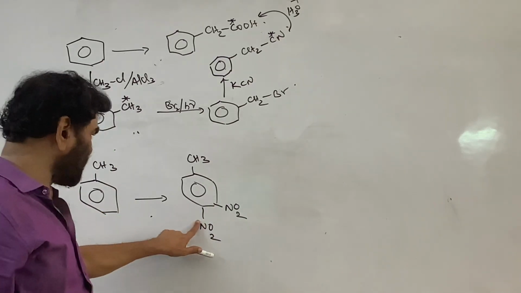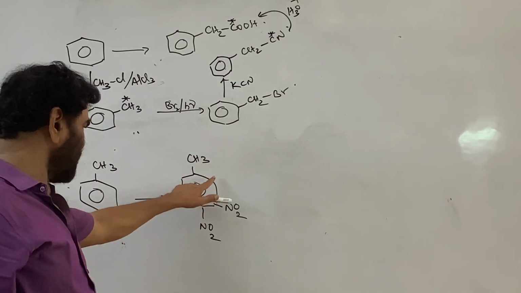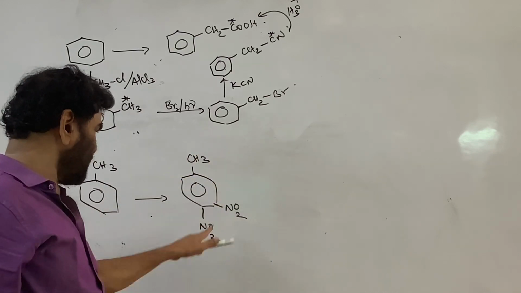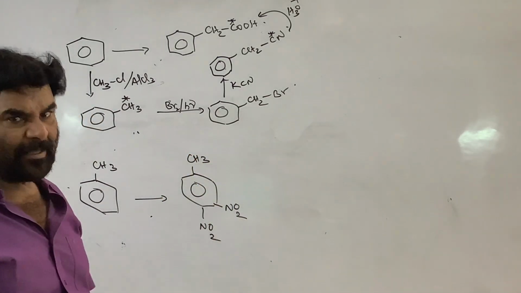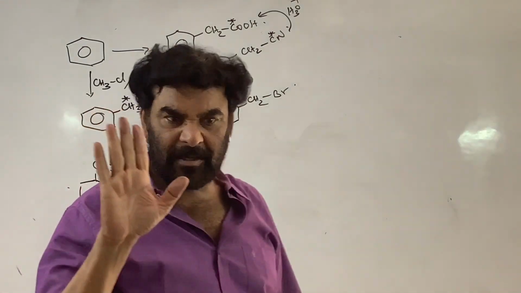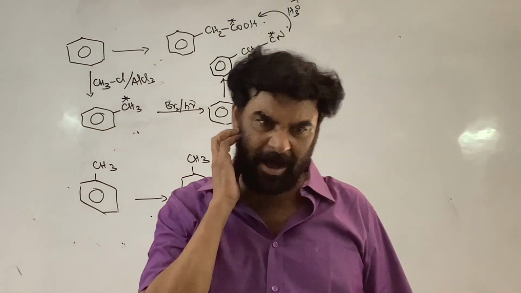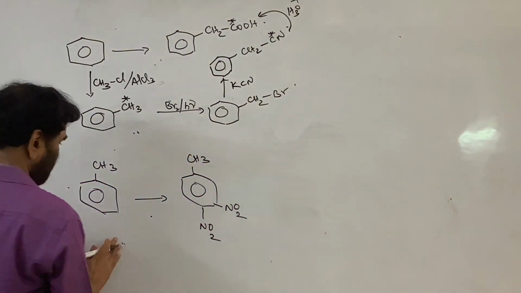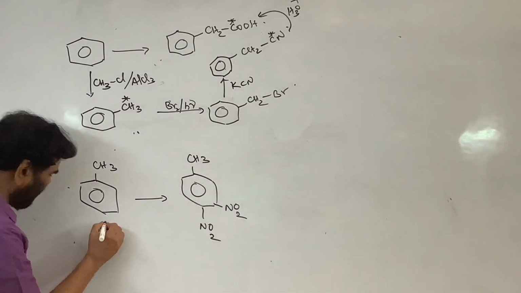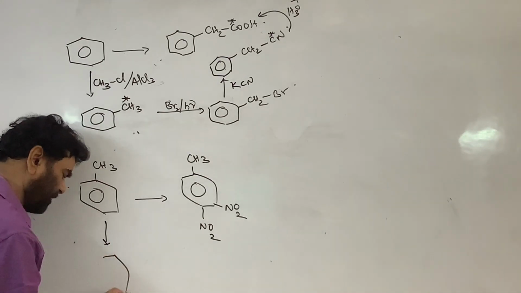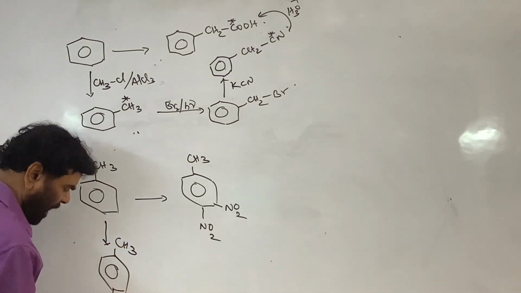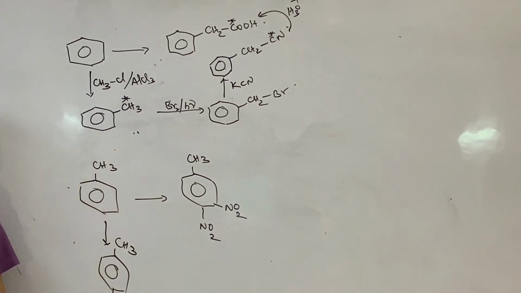this is the meta director, this is the ortho-para director. So it directs here and here, and this directs here. So further substitution takes place. That is difficult. Therefore, to introduce the second nitro group, see, para-nitrotoluene. This is clear. So what to do now?